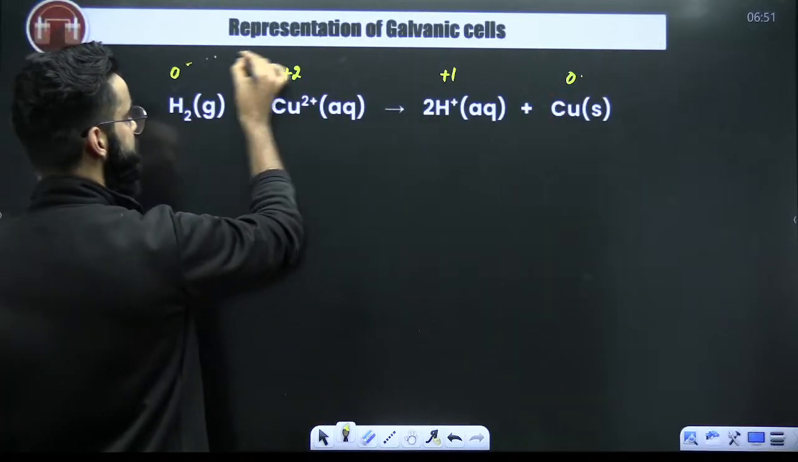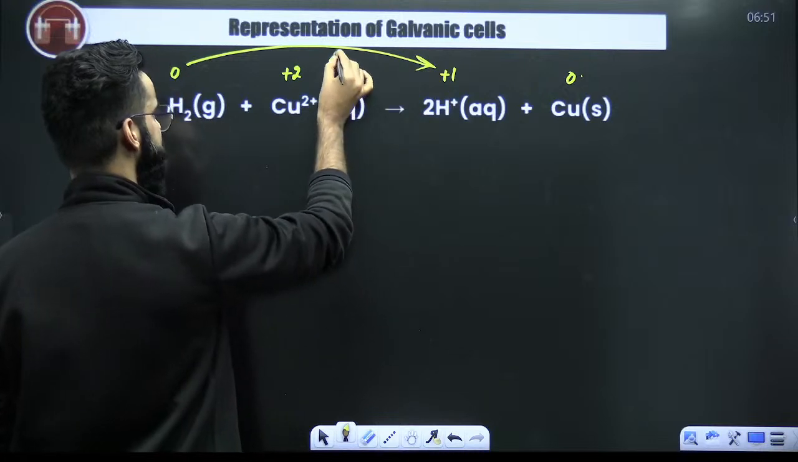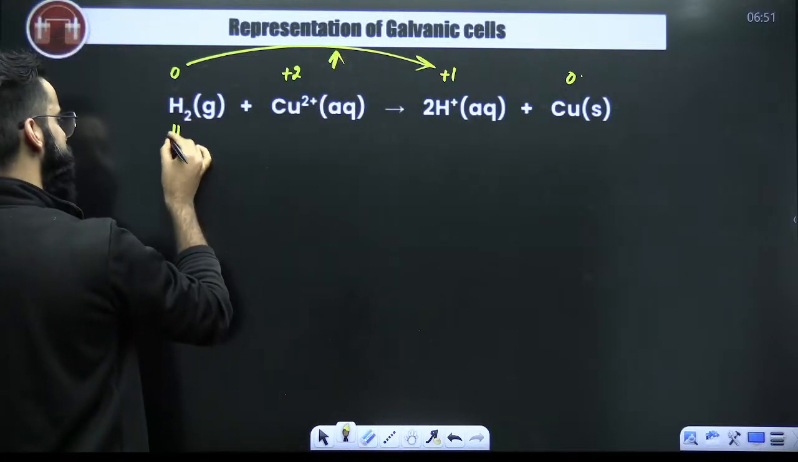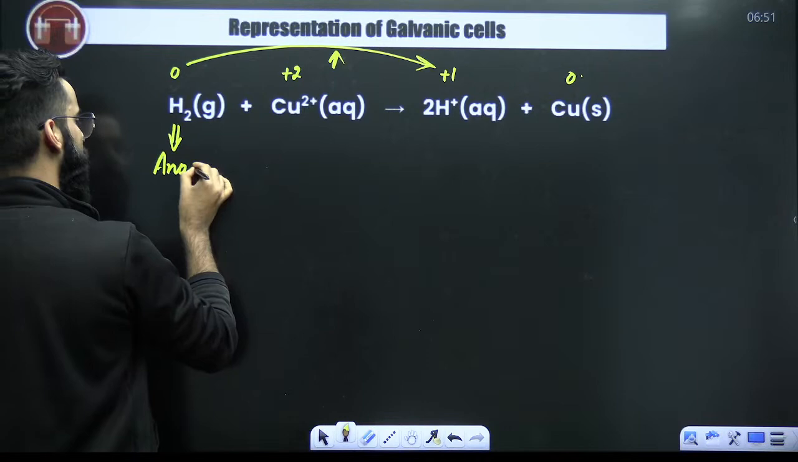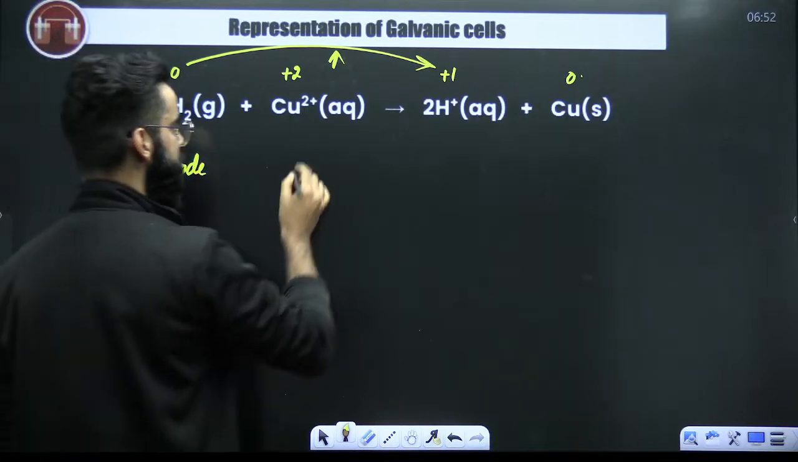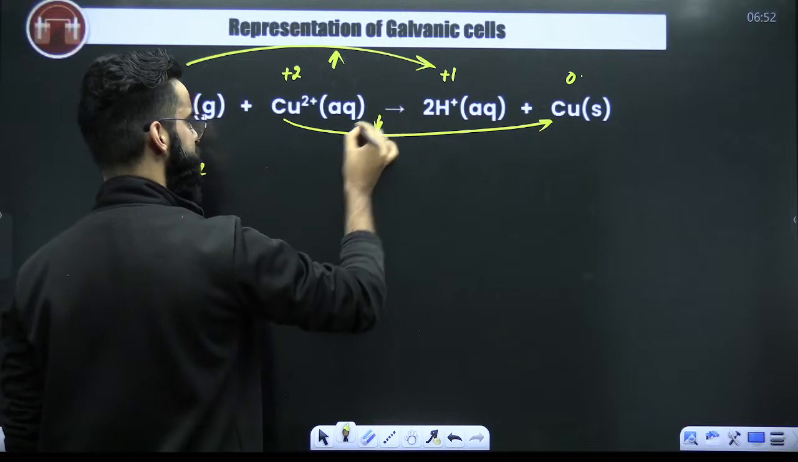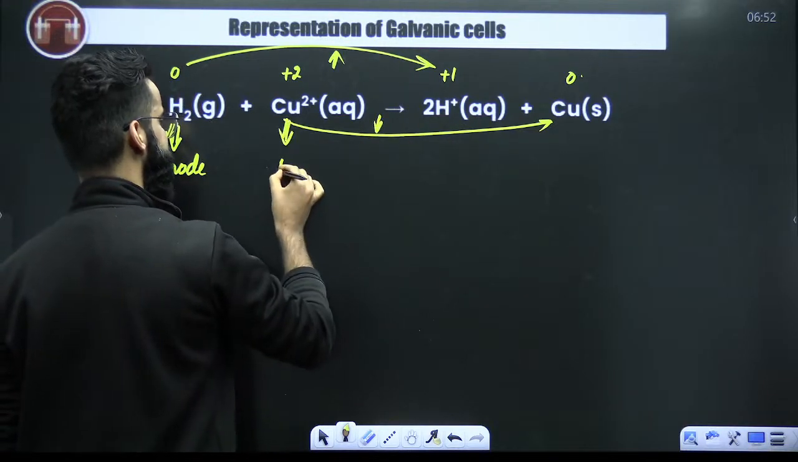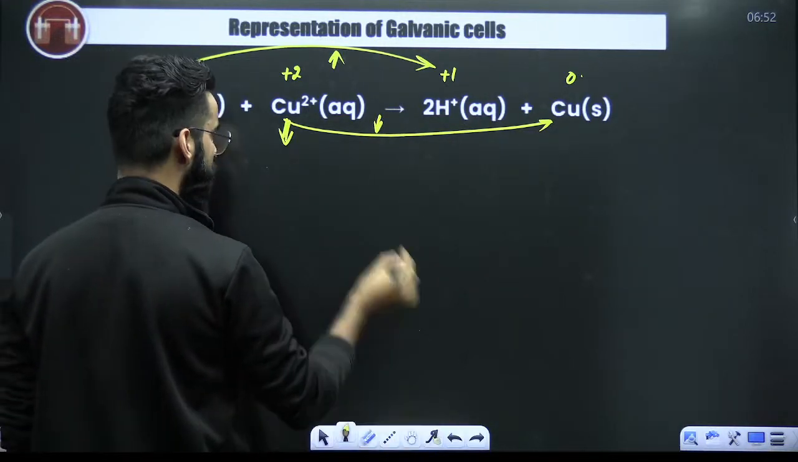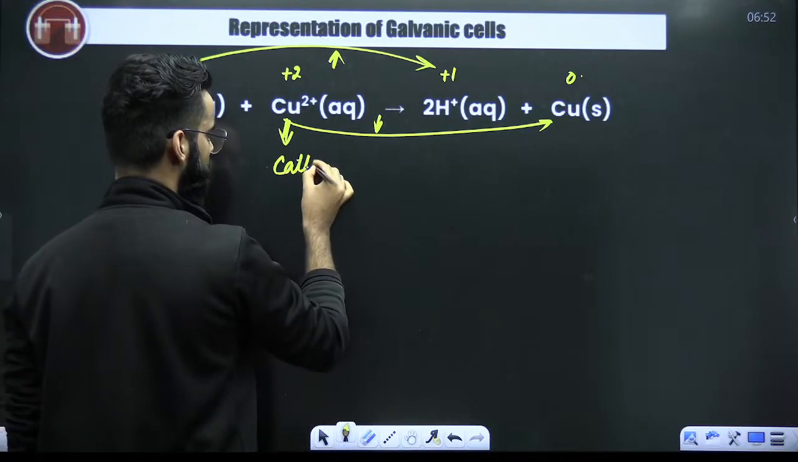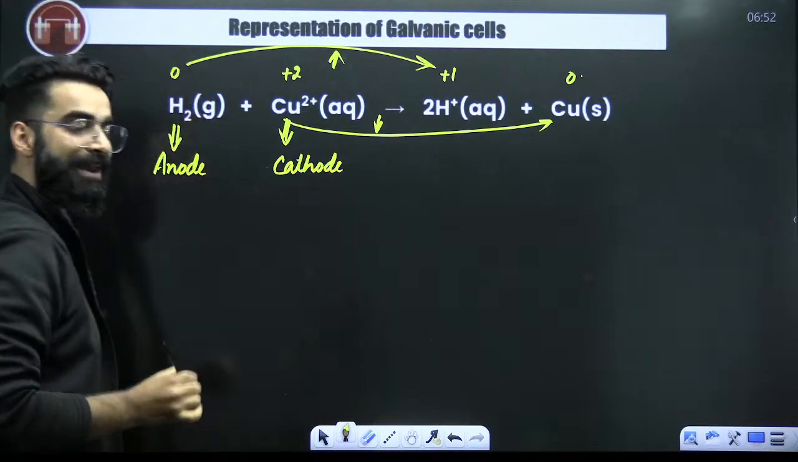Check it out now. 0 to plus 1. Increase in the oxidation state. Increase in the oxidation state means oxidation. Oxidation takes place at anode. So you got to know what your anode is. Copper, plus 2 to 0. Decrease in the oxidation state. Decrease in the oxidation state is something which you call reduction. And you know, reduction takes place at cathode. So you identified your anode and cathode.